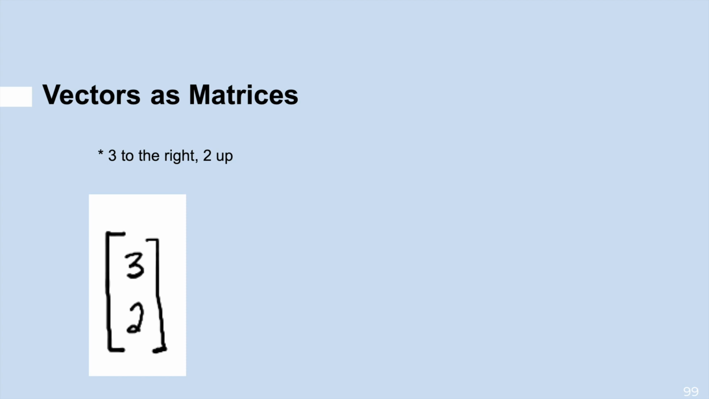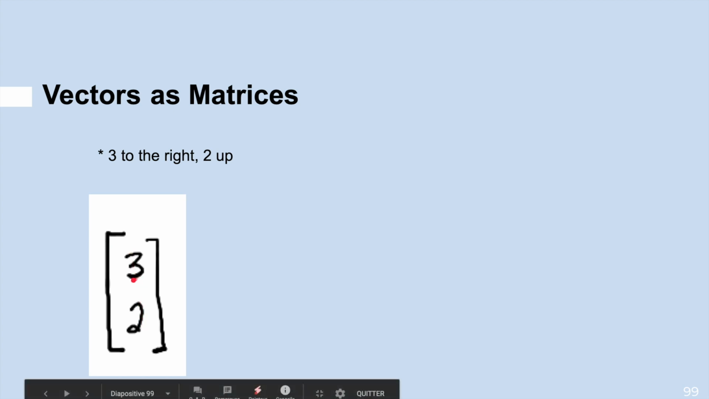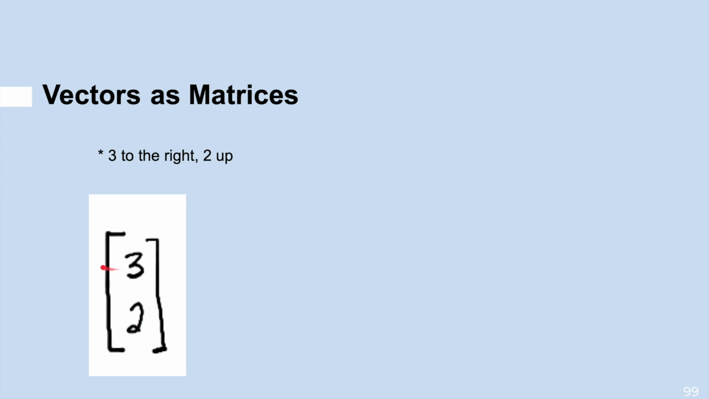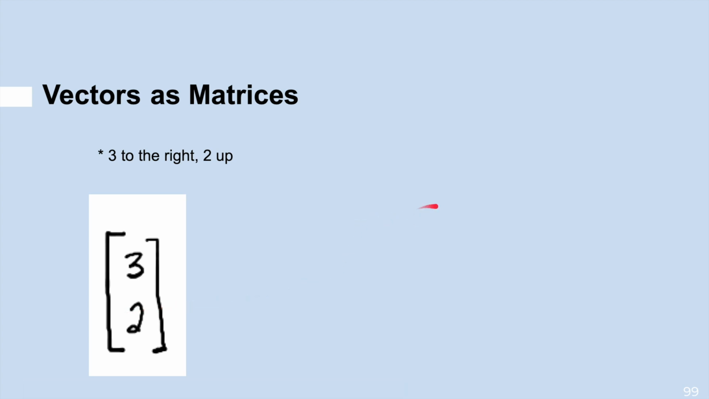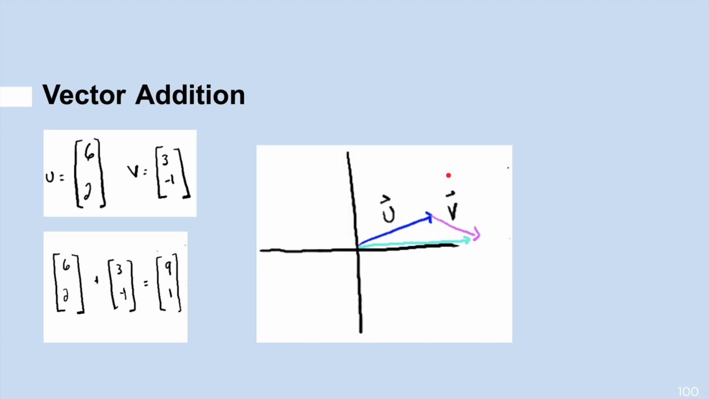Now vectors can be represented as matrices, and their matrices look pretty simple. It's just a singular column. So here we have 2 values, and this means that it is in 2 dimensions. So x is 3 and y is 2. If I were to draw this, I just go 3 units to the right and 2 units up, and then draw a line from my origin to my end. I'll show you in the next slide.